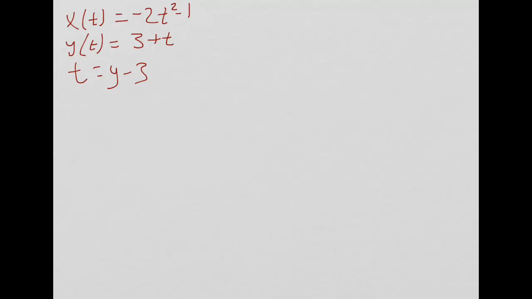Okay, so let's take that t value and substitute that into our x equation. So x equals negative 2 times (y minus 3) quantity squared minus 1.